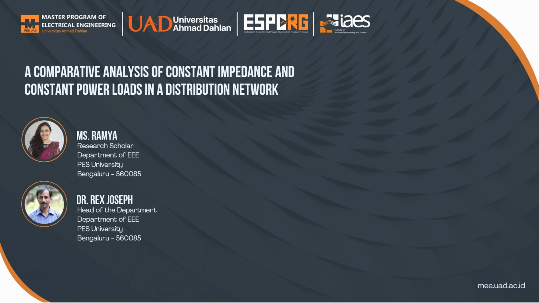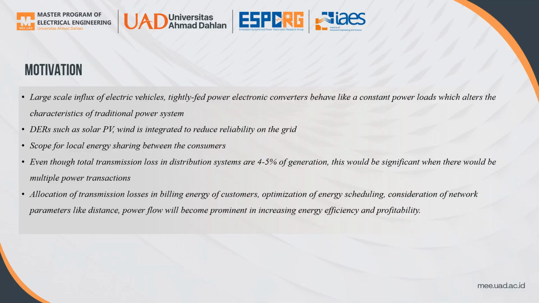I would like to start by explaining the motivation of this paper. In the traditional power system, the loads are of CIL type, that is constant impedance load type. With large-scale influx of electrical vehicles and tightly fed power electronic converters, they behave like constant power loads which alter the characteristics of traditional power systems. Constant power loads have higher transmission losses and reduced stability.